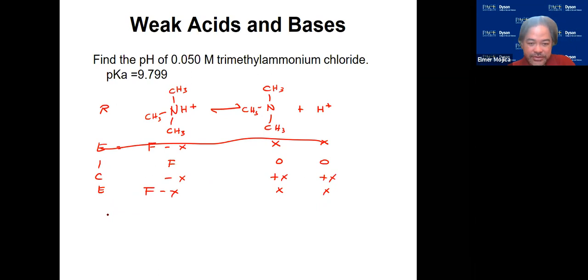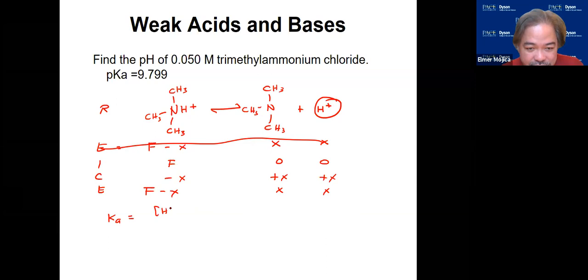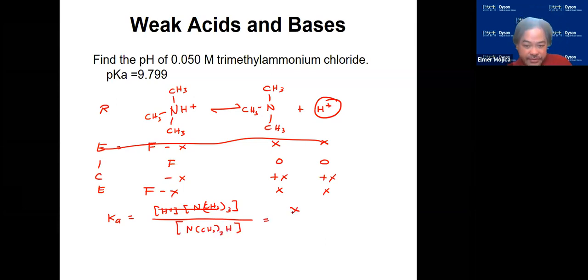So what do you have here? This is still a Ka. Okay, because you have here an acid. So if you have that, Ka is equal to H plus and the NCH3 over the NCH3 H, or X squared over F minus X equals to, how are we going to get 9.79 converted to its Ka?